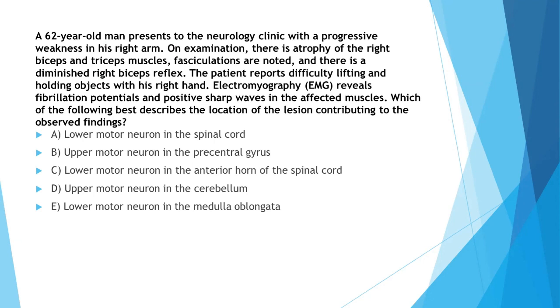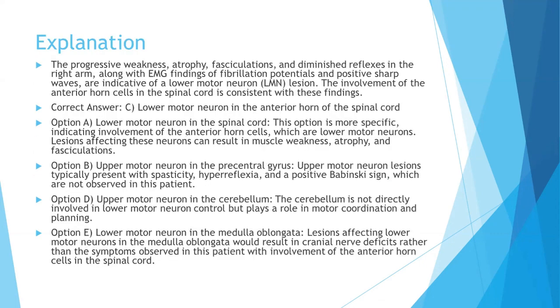LMN in the spinal cord, UMN in the precentral gyrus, LMN in the spinal cord anterior horn, UMN in the cerebellum, and LMN in the medulla oblongata. So the progressive weakness, atrophy, fasciculations, along with the EMG findings indicate a lower motor neuron lesion. So it is the involvement of LMN in the anterior horn cells that is consistent with these findings present in the patient. So the answer is LMN in the anterior horn of the spinal cord.